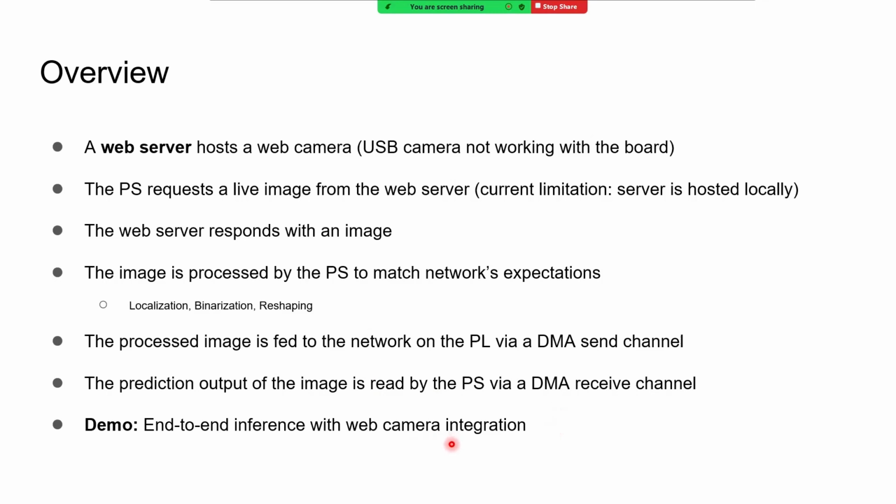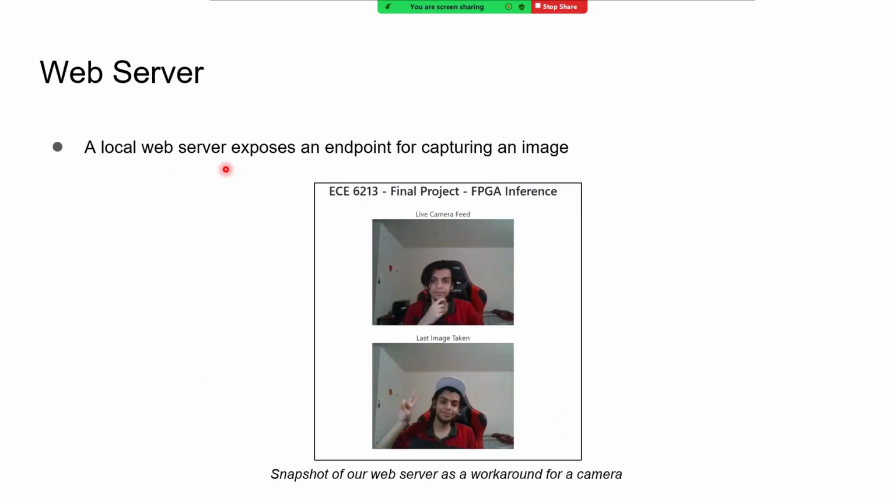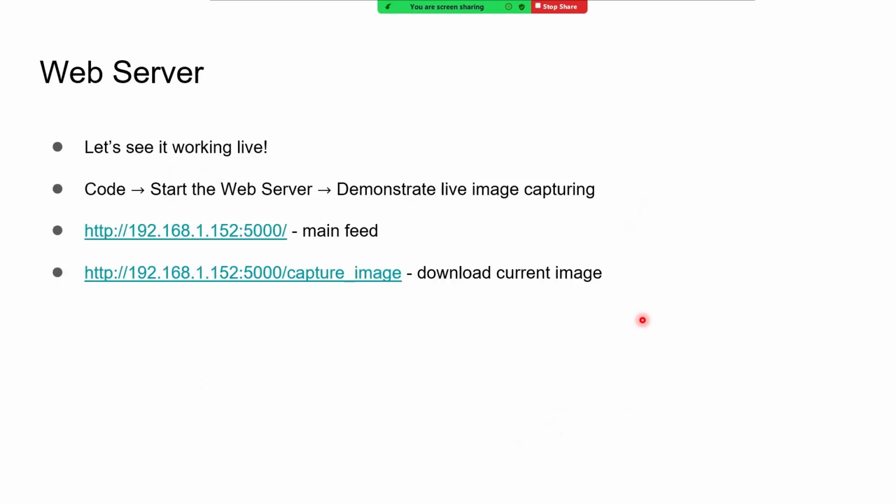So the first part that we will look at is the web server itself. It's a simple web server that we have coded in Python using a very popular web server framework called Flask. All the web server does is expose an endpoint for capturing an image. Here is a snapshot of what our web server GUI looks like. This is basically a workaround for having a direct USB camera connected to the FPGA board. So we can see it working live next.